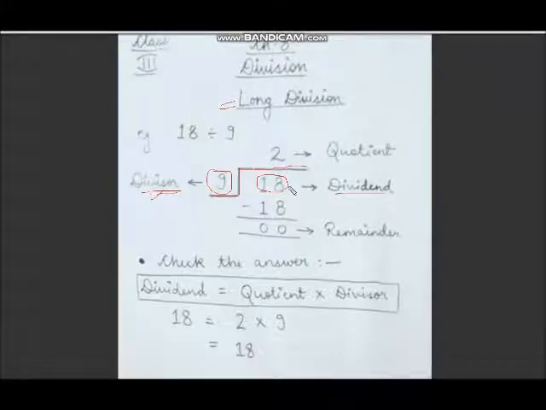Dividend. The number to be divided, that means जिस number को हम divide कर रहे हैं, that number will be written here and it is called as dividend. Then after division we'll get the numbers, that is the answer, and the answer of division is called as quotient. And if the number is left over, the leftover numbers are called as remainder. So this is the long division method.